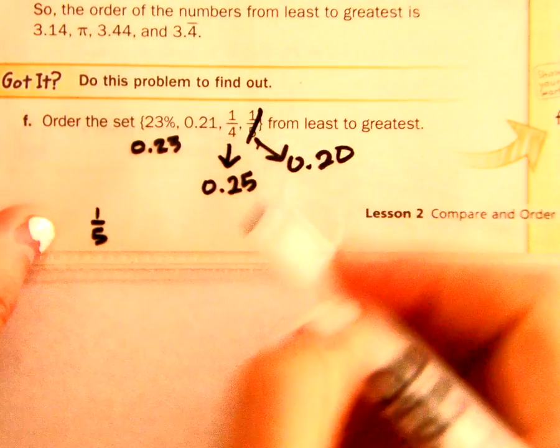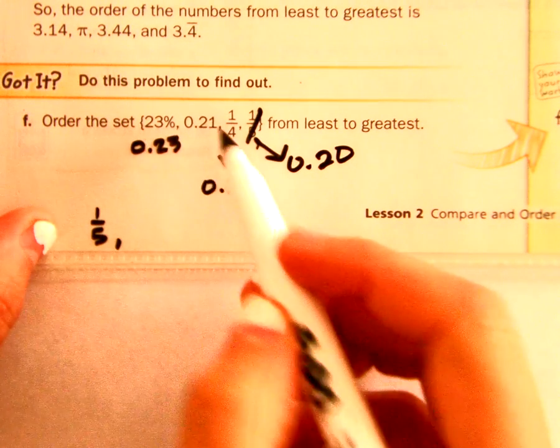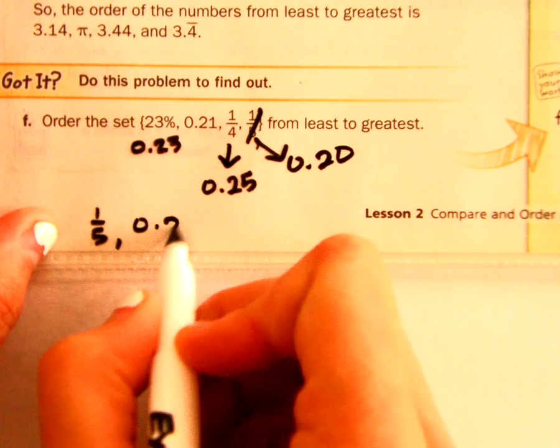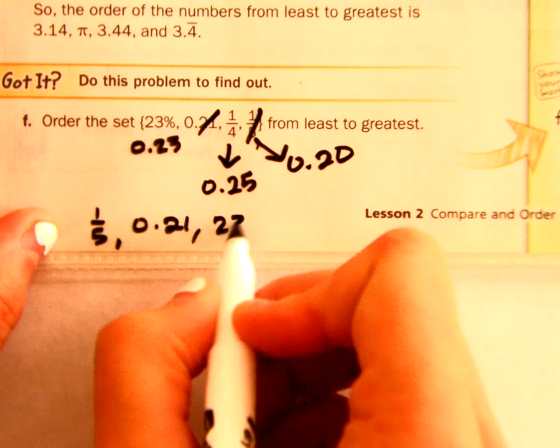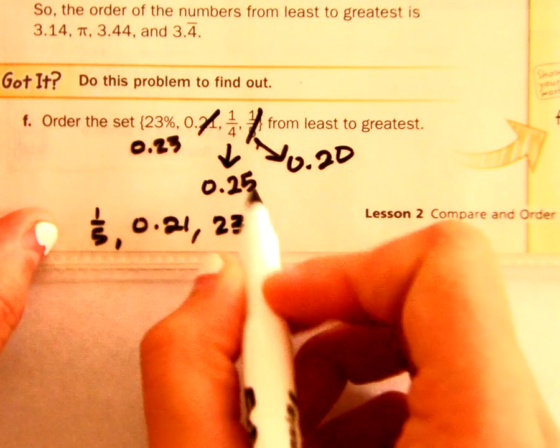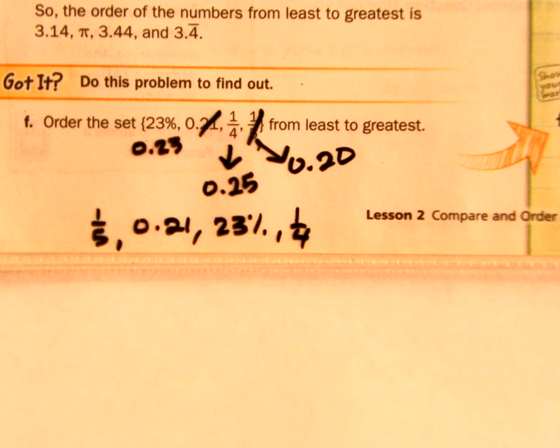Okay, now I got to move to the next smallest. I have a 1, a 3, and a 5. I know that 1 is smaller. And then I keep moving, so then I have 23%. And last, our 5 is the biggest. So we would say it'd be 1/5, 21 hundredths, 23%, and 1/4.